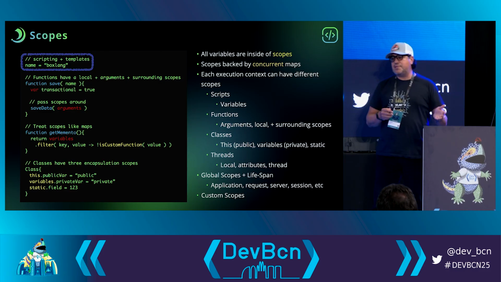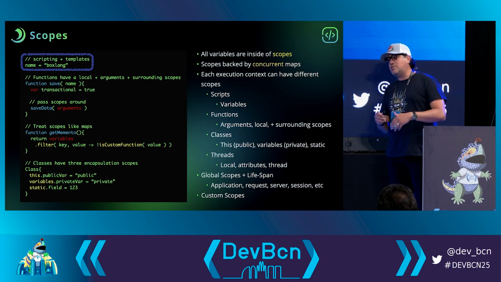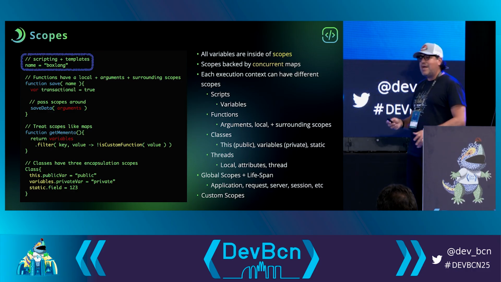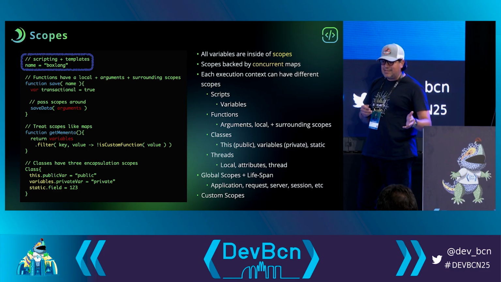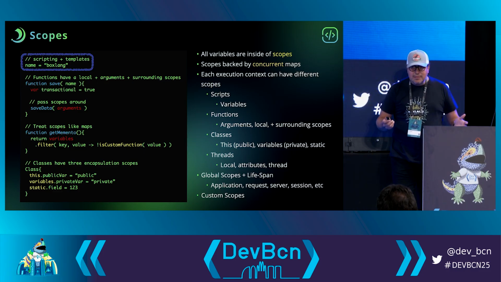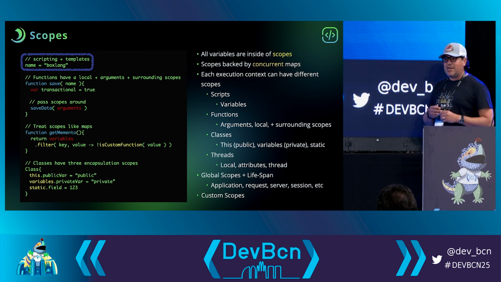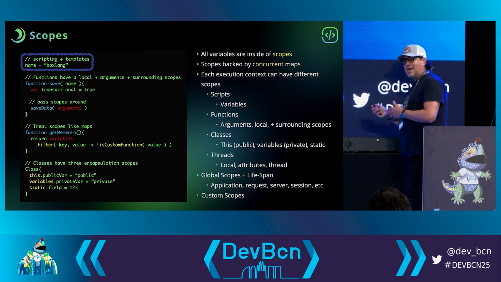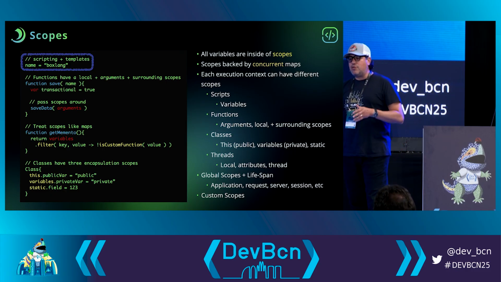Each execution context can have different scopes. For example, scripts have a variables scope. Functions have arguments, local, and surrounding scopes. Classes can have public, private, static. Threads, we can actually create very easily. You have local, attributes, or thread scope. And you have global scopes.